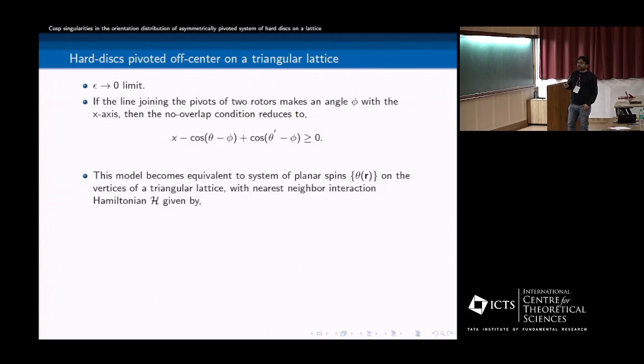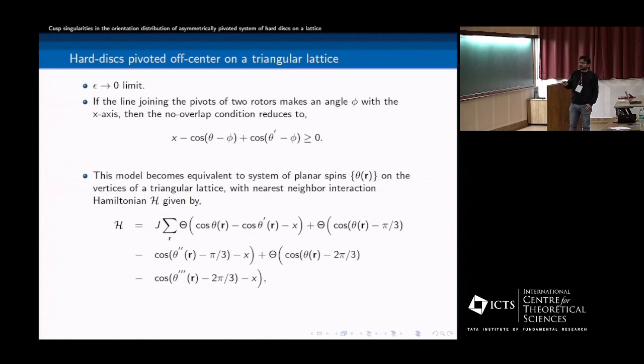Okay, so when we take this limit, the hardcore constraint, to first order of magnitude in epsilon, there is no epsilon. So the correction will be quadratic order. We ignore that, and the hardcore constraint actually reduces to this, and this model becomes equivalent to a system of planar spins whose Hamiltonian can be written like this.